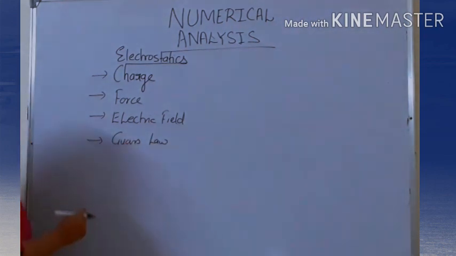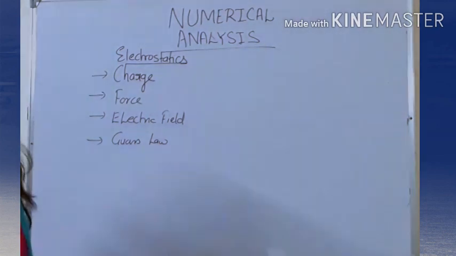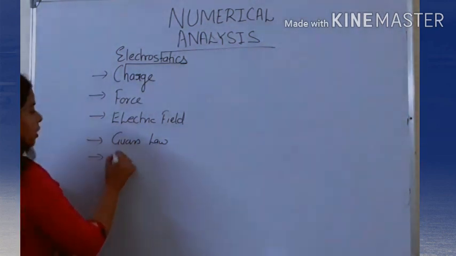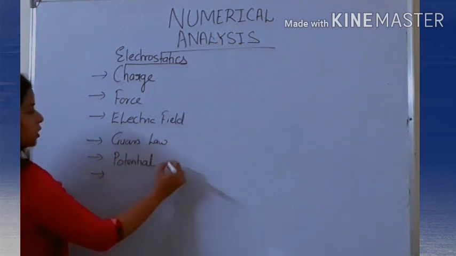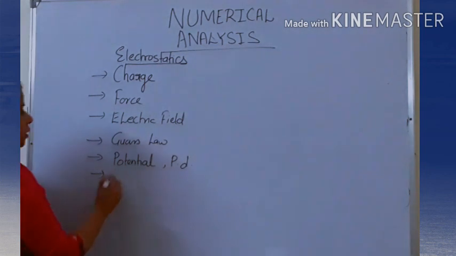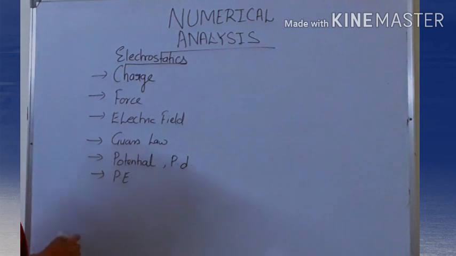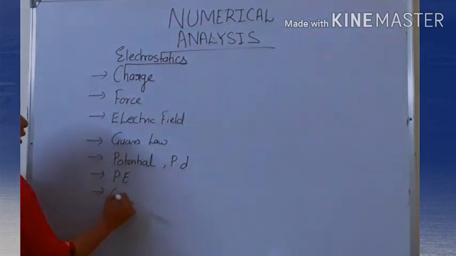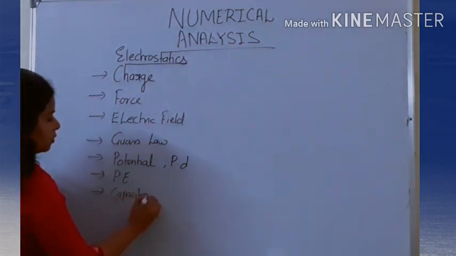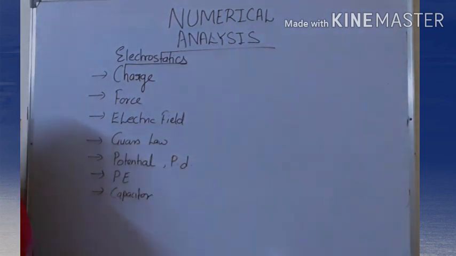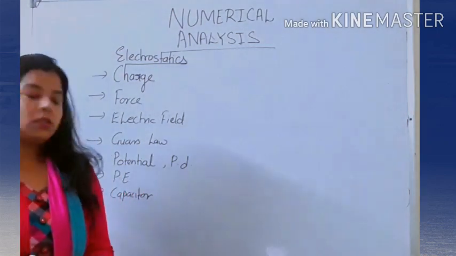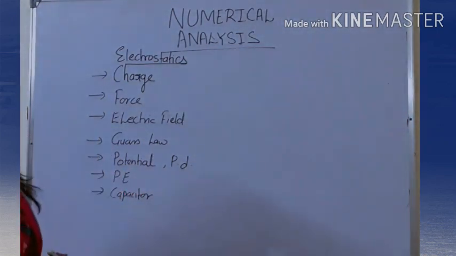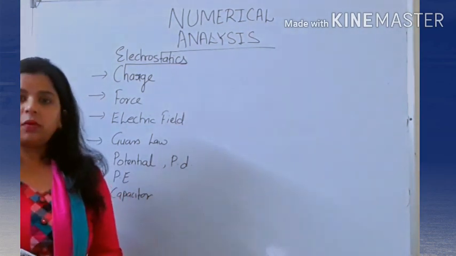We did a much deeper study of these topics. So Gauss law, then potential, electric potential, potential difference or PD. Then we have discussed potential energy, electric potential energy, and then capacitor. In between, we have discussed very deeply the properties of dielectric and the properties of conductor. So these are the points we have discussed in electrostatics, which covers unit number 1 and unit number 2.